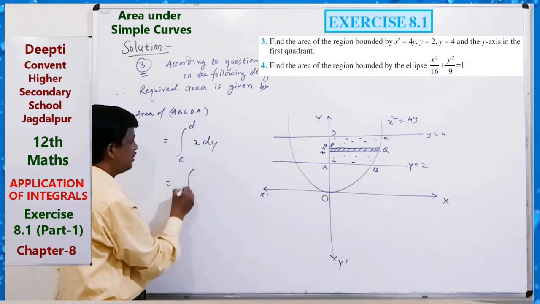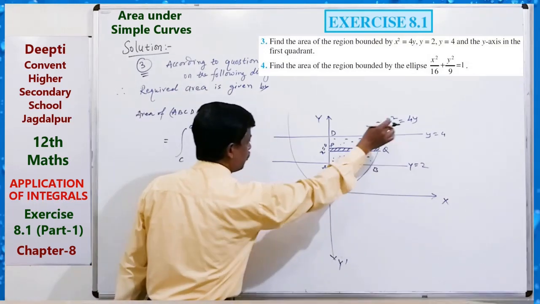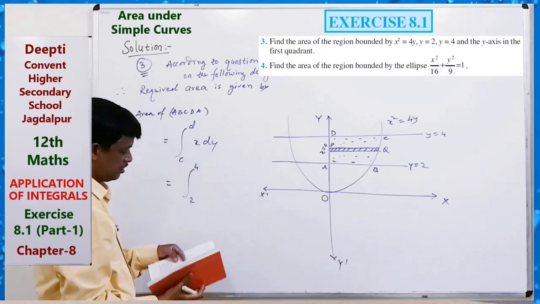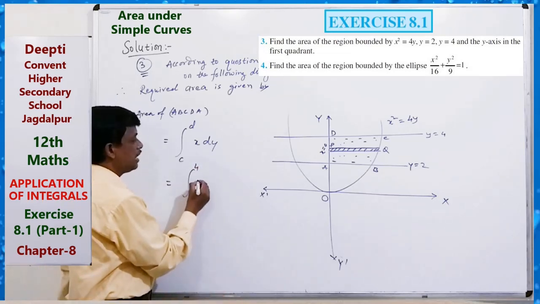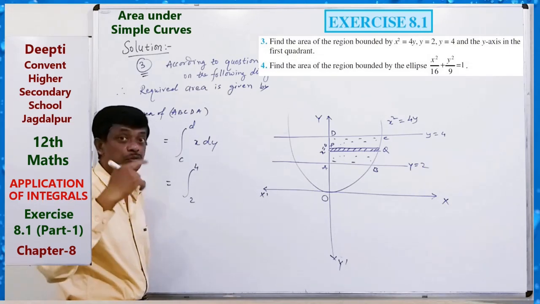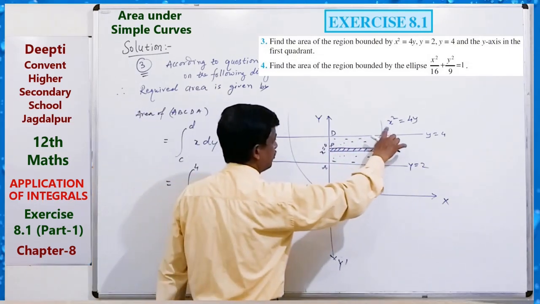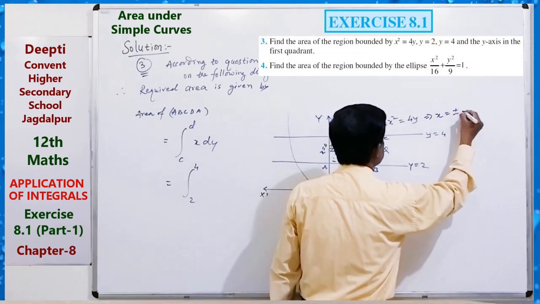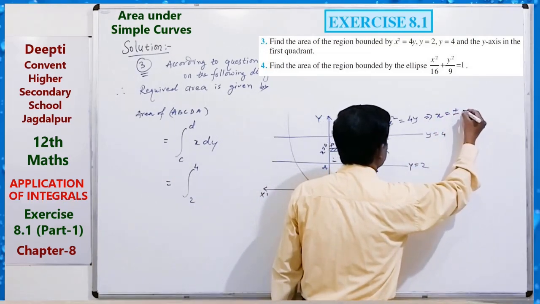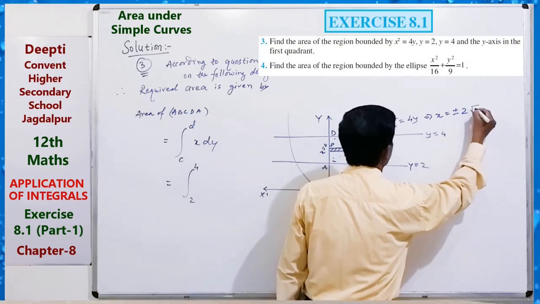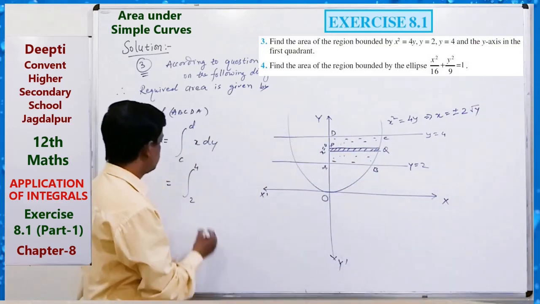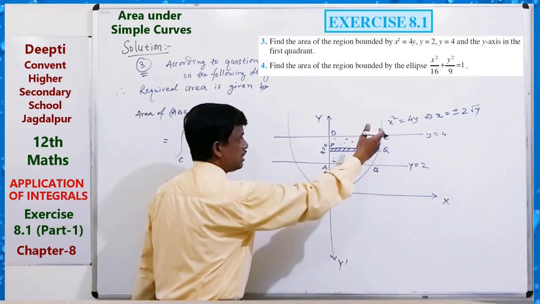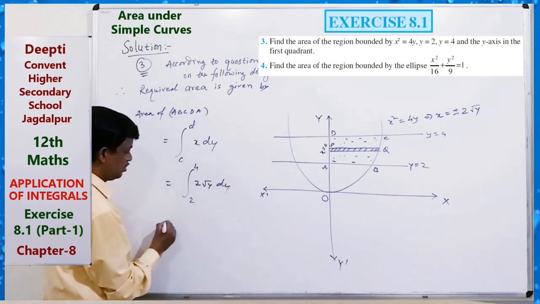That is the limit of y from 2 to 4, and x, the value of x in terms of y from the curve. So x equals what? Plus or minus 2 root y. We take 2 root y because this is the positive side, so the positive value, dy. Now solve it.